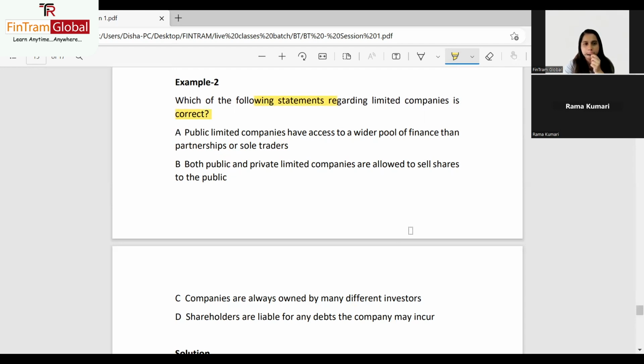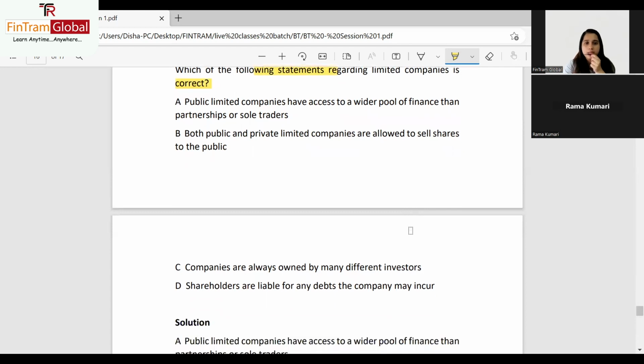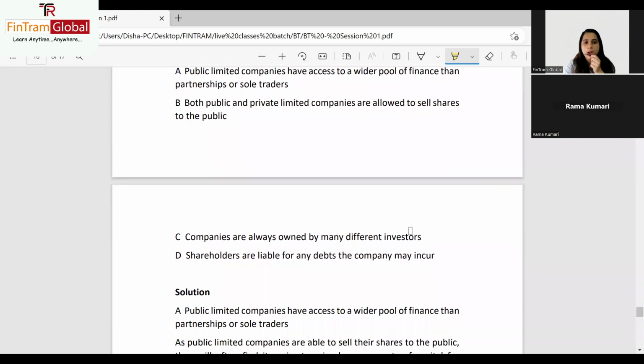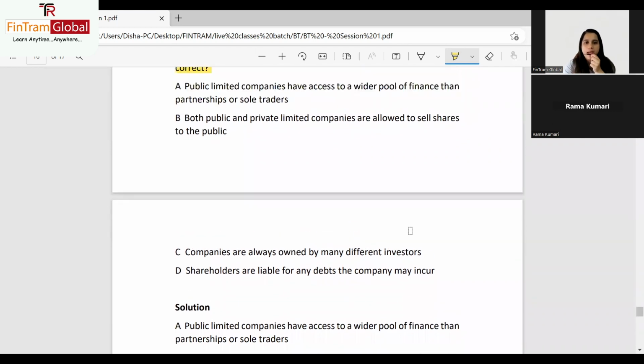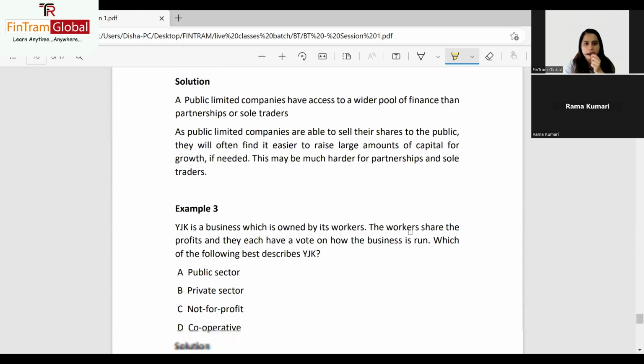Yes, ma'am. First one will be correct. Yes, first one is correct. That public limited companies do have, of course, a wider pool of finance than your partnership, and of course sole traders. So yes, first one is in fact correct.